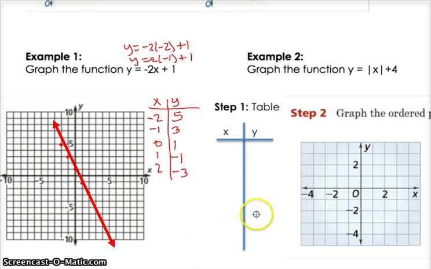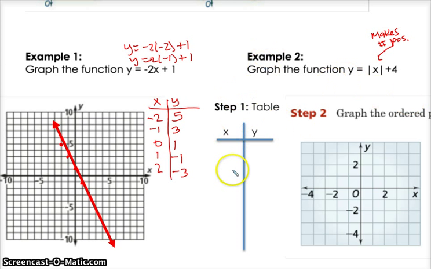Good enough. Alright, now let's take this same logic and apply it to a graph of something we might not know what it looks like. We're going to graph the function y equals the absolute value of x plus 4. If you've forgotten, the absolute value makes numbers positive. So when I plug something in, it's going to be a positive x no matter what.